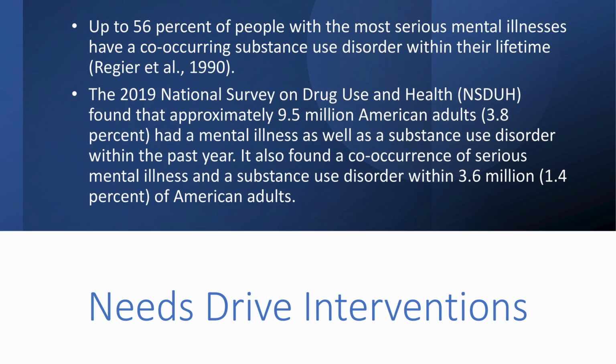So when patients present for treatment of a substance use disorder, there are often other health and mental health issues going on. Co-occurring disorders are common. Up to 56% of people with the most serious mental illnesses have a co-occurring substance use disorder within their lifetime. Yet most patients with co-occurring disorders receive treatment from different agencies, or for their mental illness or substance use disorder only, if they receive any treatment of any kind. This kind of fragmented treatment often leads to poor outcomes.